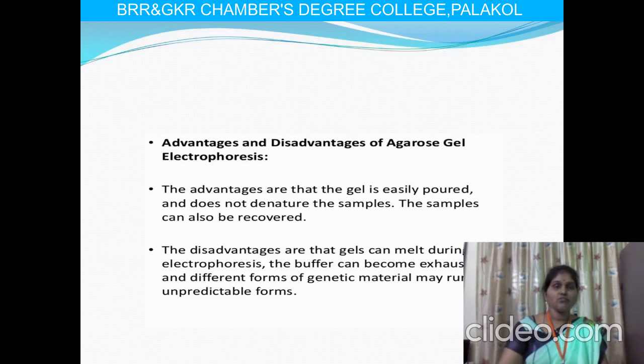melted during the electrophoresis, maybe by high voltage or high current or high temperature, and the buffer can be exhausted, and different forms of genetic material may run in unpredictable forms. Due to these unpredictable forms, there is no purified separation of the substances. So this is the main disadvantage for agarose gel electrophoresis or gel electrophoresis.